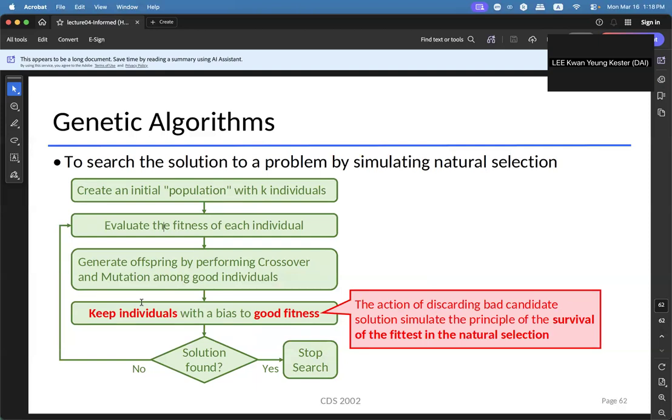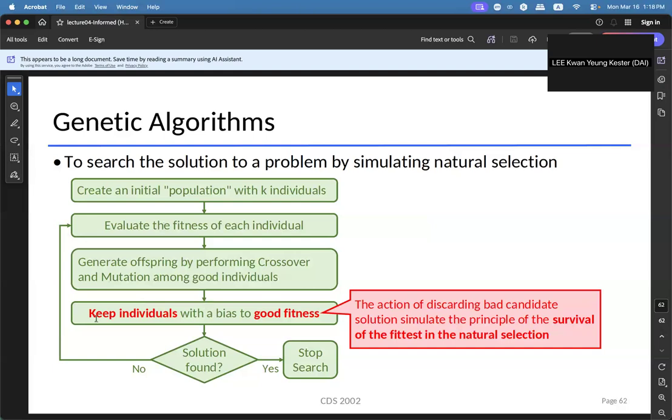But in a situation where it is very difficult to find an optimal solution, if the search space is so large that it's very difficult to find an optimal solution, then genetic algorithm will be a good thing to do.